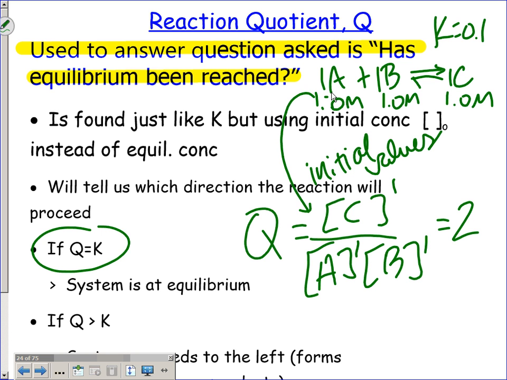Well, I have a problem here, right? Because I have a Q value of 2. I have a K value of 0.01. I'm definitely not at equilibrium, right? Because my values are not at the appropriate concentration. But relatively, which do I have more of, reactants or products, if my Q value is high? So logically this should make sense, because if my Q value is too high, I'm comparing 0.1 to 2 right here. I have too many products.